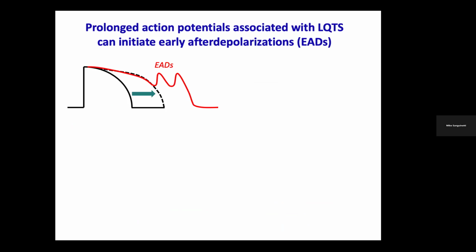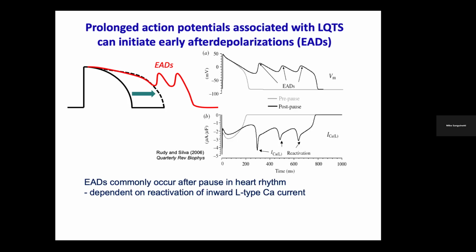So when an action potential is prolonged sufficiently, sometimes you can generate in a single cell these so-called early afterdepolarizations. Like little mini action potentials that occur before final repolarization has been allowed to occur. And Joram Rudy and others describe these EADs as being due to a reactivation of the L-type calcium current as shown here. These calcium currents are inward currents that are going to prolong the action potential and allow for the upstroke of these little mini action potentials here.